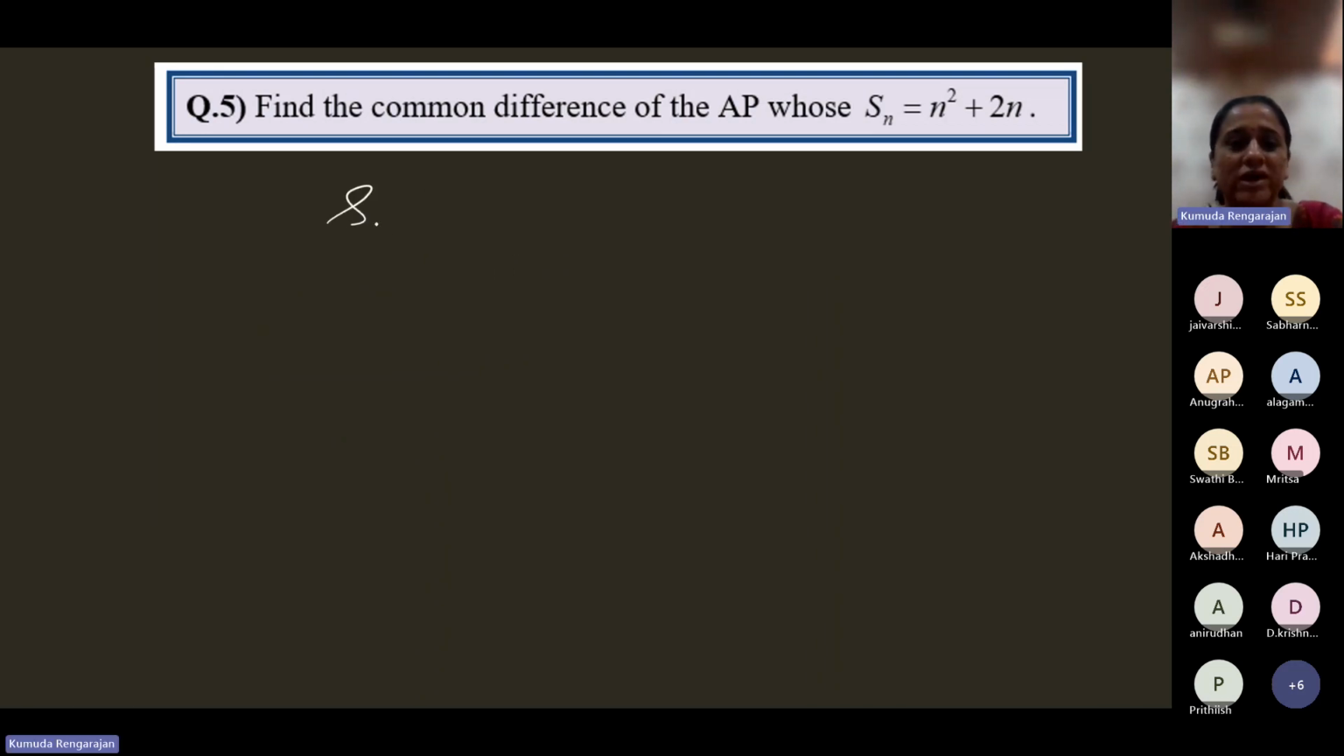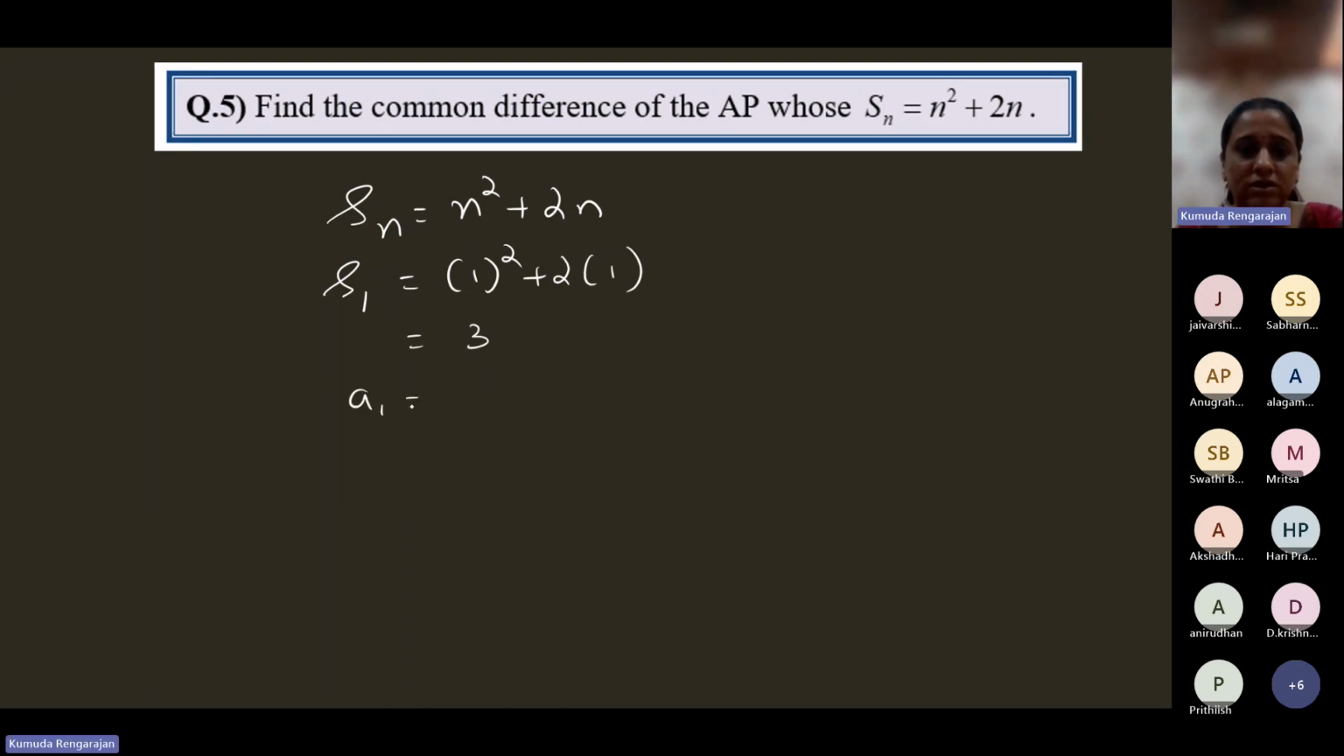So we have Sn is equal to n squared plus 2n. To find the common difference, you need two consecutive terms, any two consecutive terms. The difference between them is like A10 minus A9, one term and its preceding term. Now let's take n as 1. S1 is equal to 1 squared plus 2 into 1, so this is 1 plus 2, 3. S1 is nothing but A1 or A. So the first term is 3.